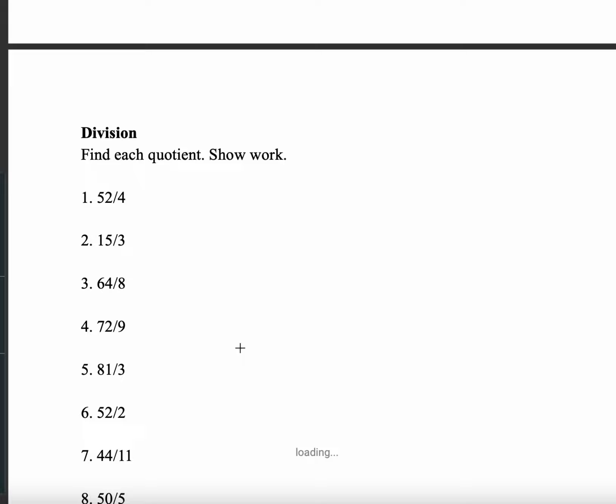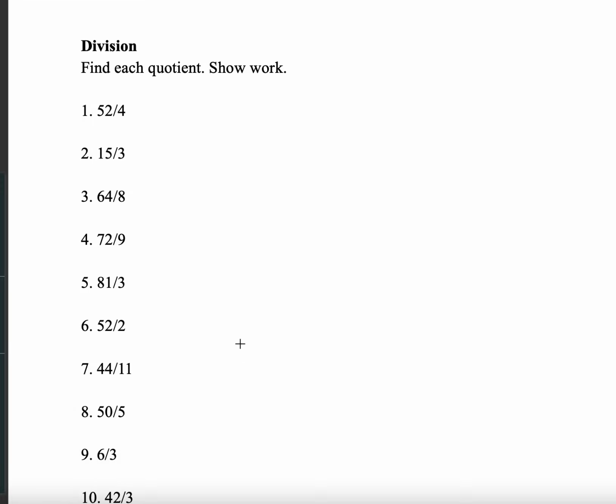And let's move on to this page. Here we have 52 divided by 4 for number 1. 52 divided by 4. So how many times does 4 go into 5? Well, it goes in 1 time because 4 times 1 is 4, but 4 times 2 is 8, so that's bigger than 5. So it goes in once, so 4 times 1 is 4.